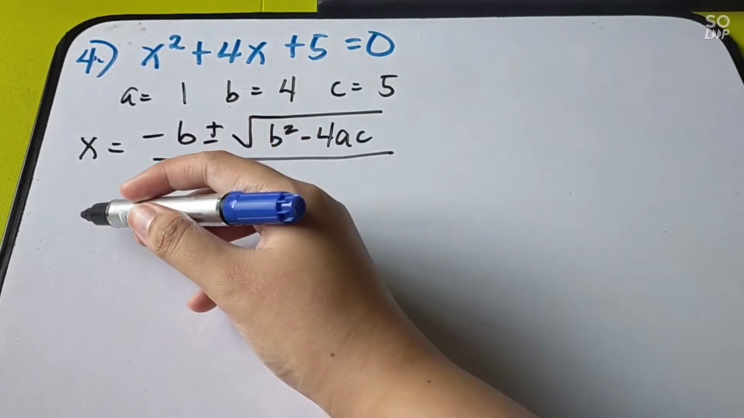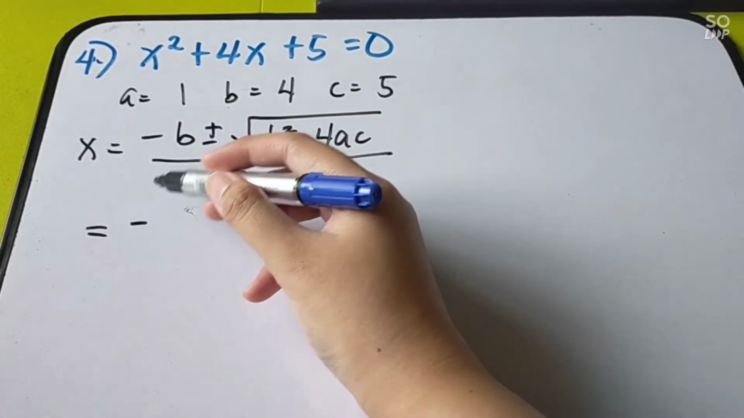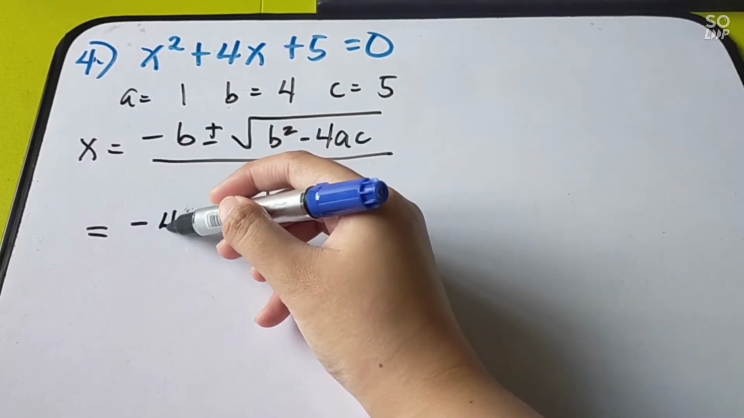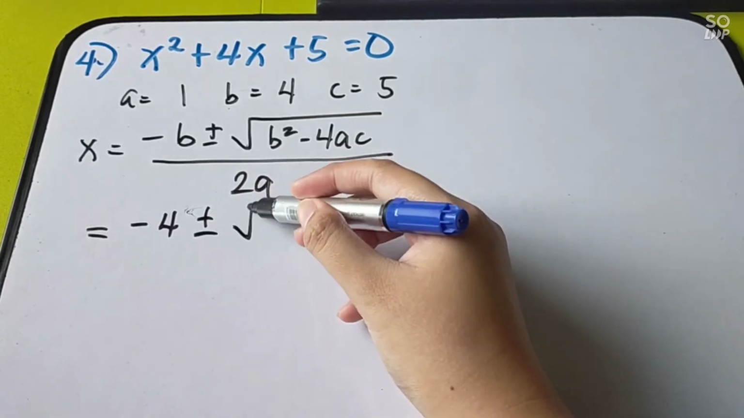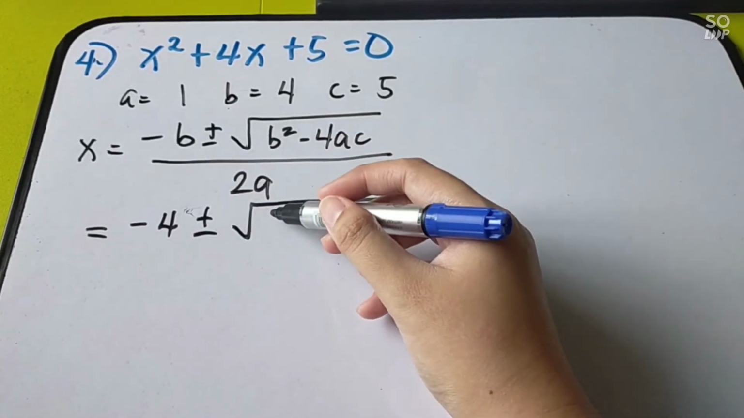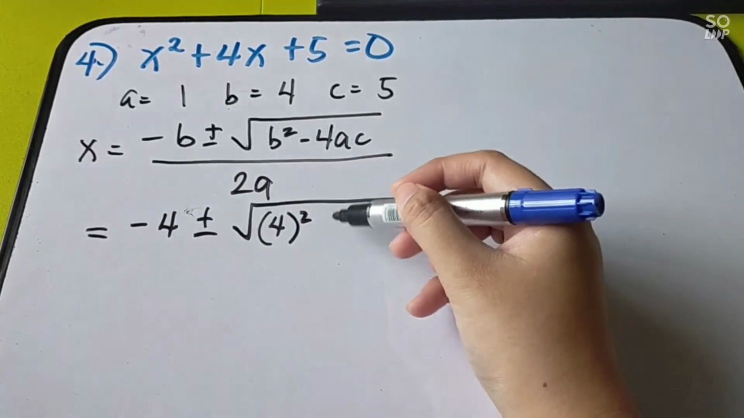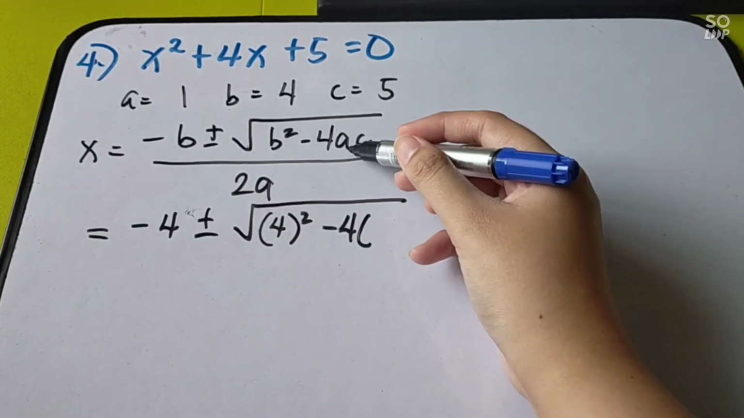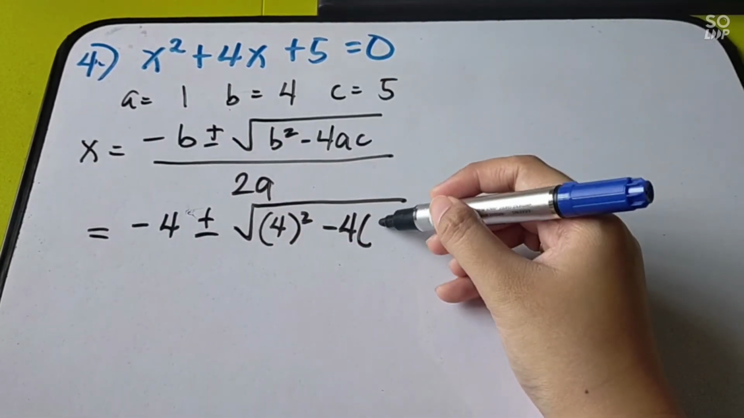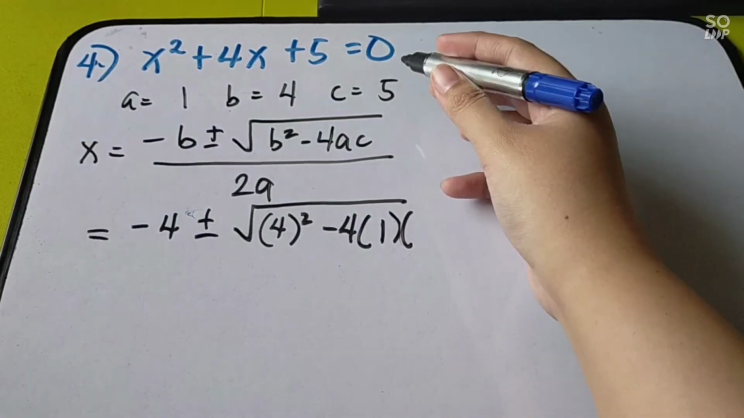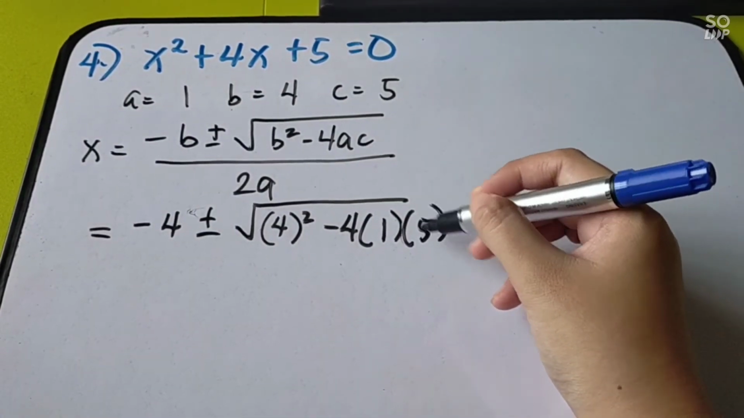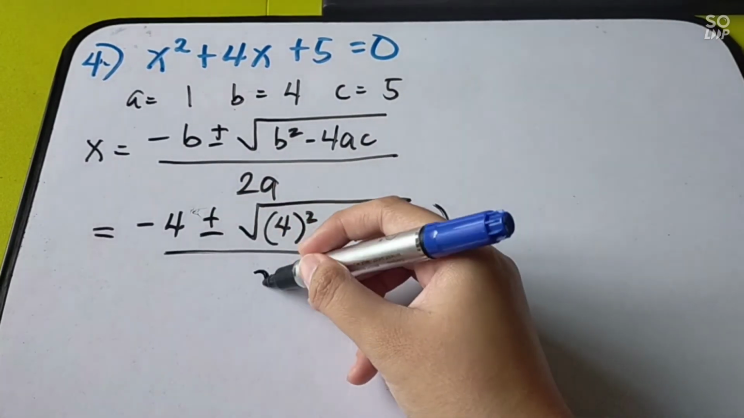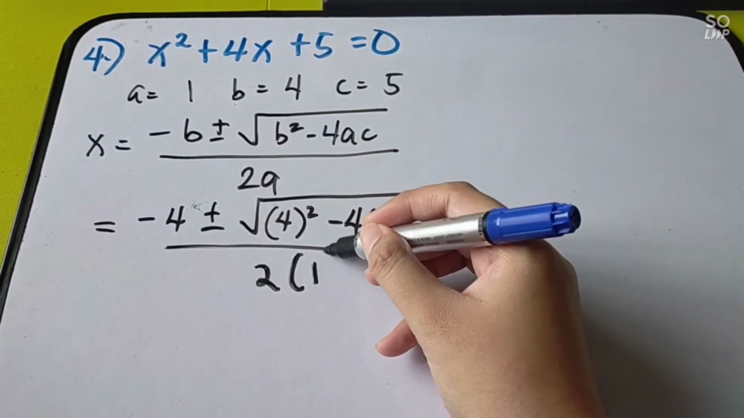Then just substitute. So you have here negative, your b, we have here positive 4, positive and negative square root of, your b is 4 ulit. That is 4 squared minus 4 times ang a natin, we have here positive 1, times your c, we have here positive 5. Then all over 2 multiplied your a, which is 1.